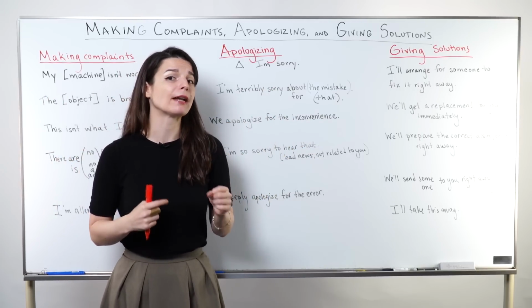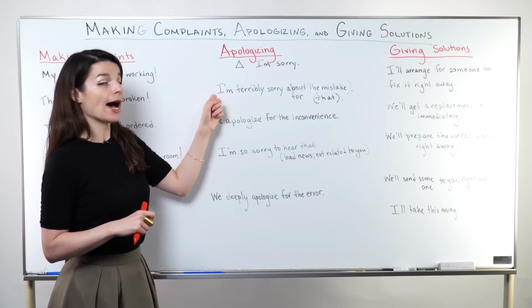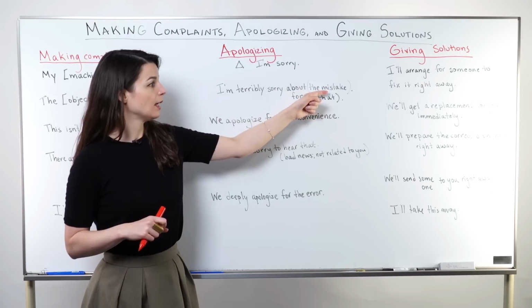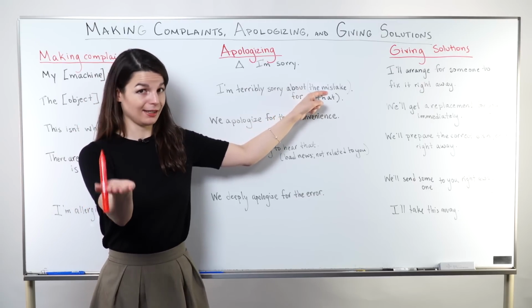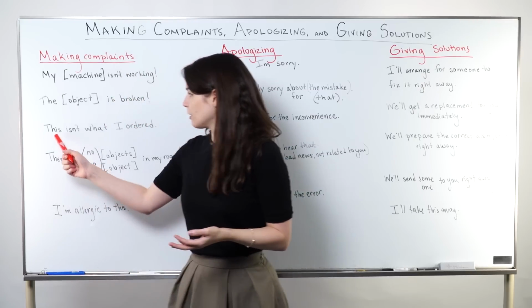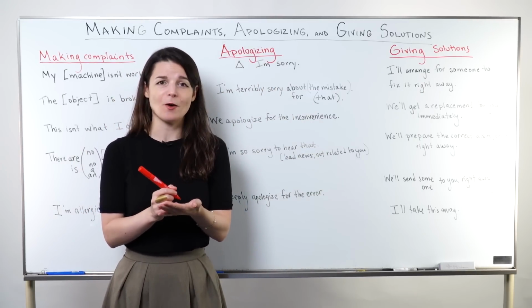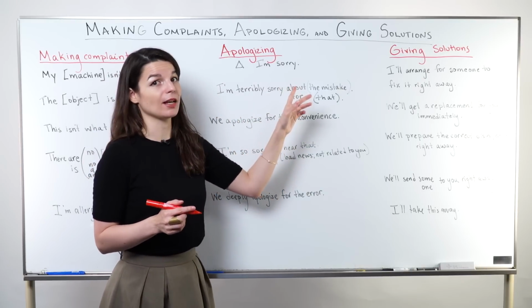So here are some better ways to apologize for something. Here, I'm terribly sorry about the mistake. So this is a professional way to apologize if you were the person that made the mistake. For example, the customer says, this isn't what I ordered, and you check and you're like, oh no, I made a mistake. You can say, I'm terribly sorry about the mistake.